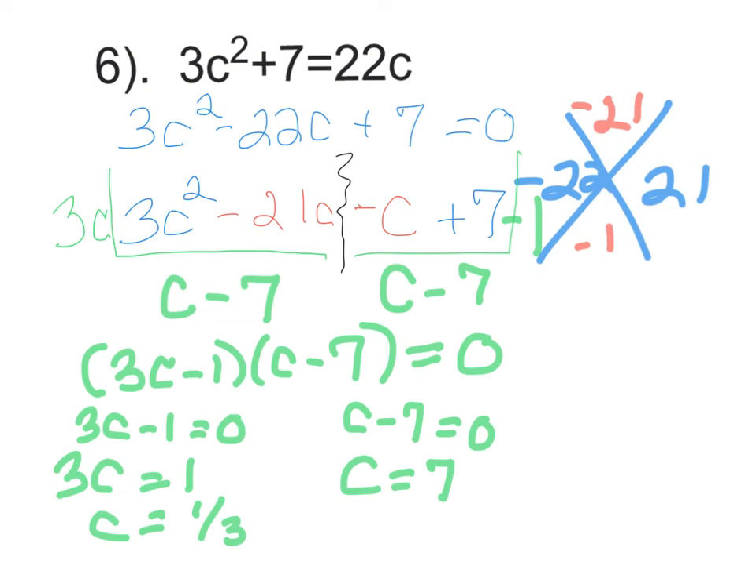If we were to draw a graph, okay, we would see something that looks like this. We would have 1/3 here, we would have positive 7 somewhere out like this, and then we would see a graph that opens up to the top that looks like this.